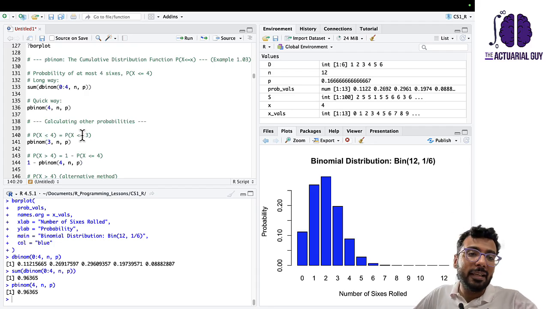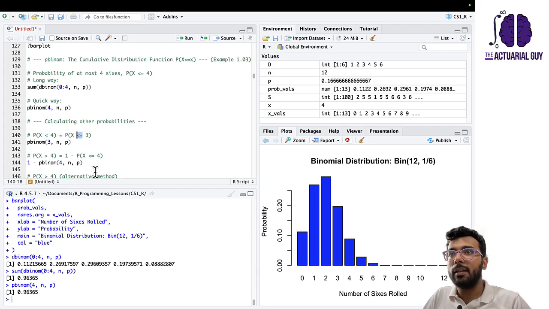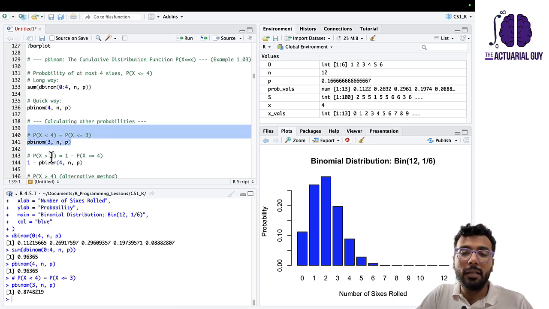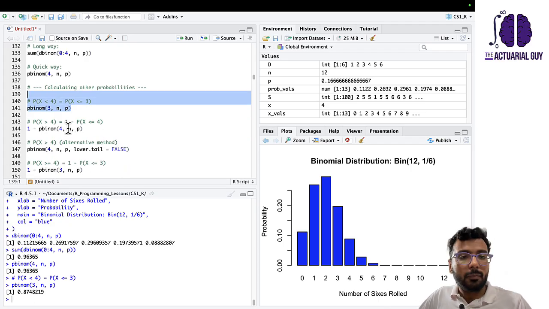So that is same as less than equal to 3 successes. Less than 4 is 0, 1, 2, 3, right? Which is less than equal to 3. So you run p binom again, but at 3 instead of 4. So you can do that as well. That is 0.8748219, right? Next is the probability of greater than 4 successes.